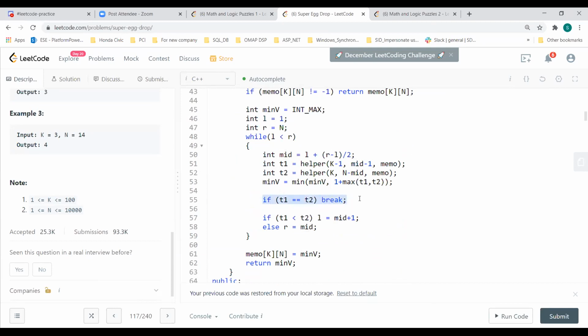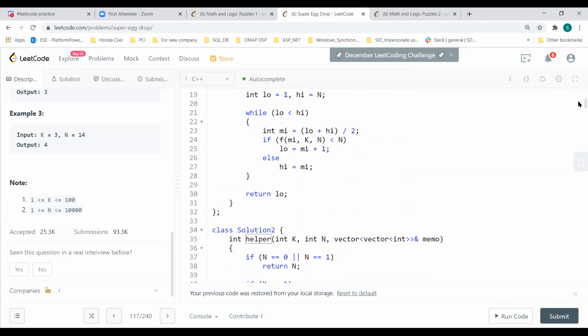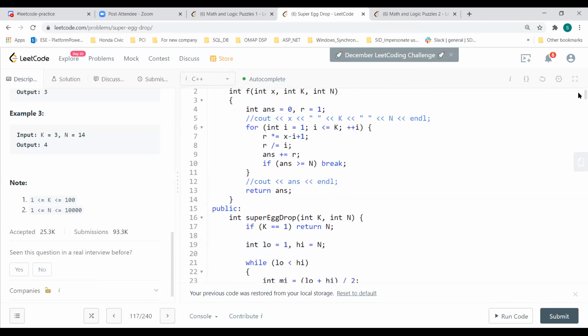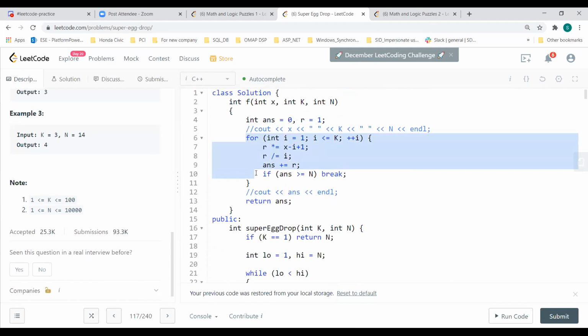Okay, and then you see if they both are the same. You are trying to depend on these two recursive functions, correct? But in this case you don't do that, right? You are depending only on the floor and the number of eggs, and that's a simple formula you have to go through, right?